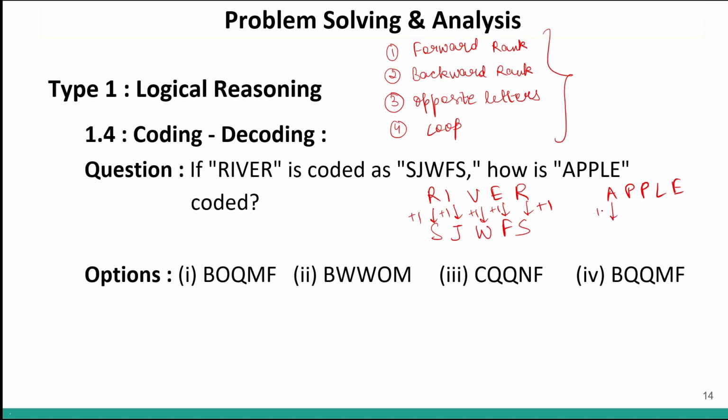In apple, if I move plus 1, I'll get B. After P, I'll get Q. After P, I'll get Q. After L, I'll get M. And after E, I'll get F. So my code will be BQQMF, which is given in option number 4. So option number 4 will be the correct answer. So coding, decoding we have already discussed.